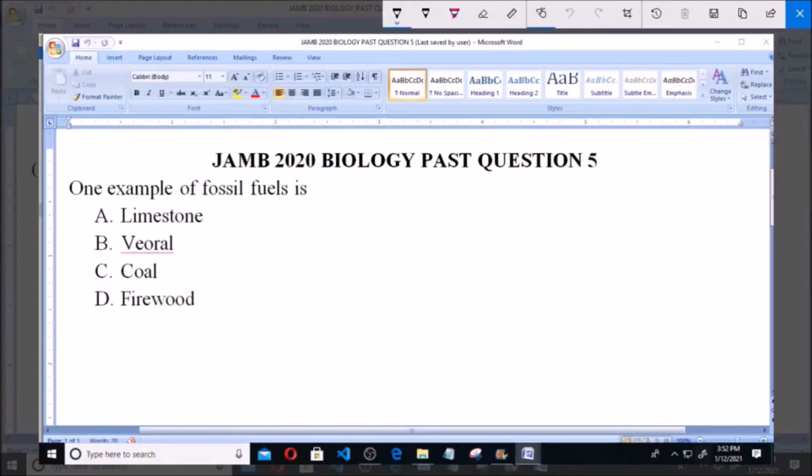I'll be answering Jamb 2020 Biology Past Question 5. One example of fossil fuel is A. Limestone, B. Vera, C. Coal, and D. Firewood. Now, what is a fossil fuel?